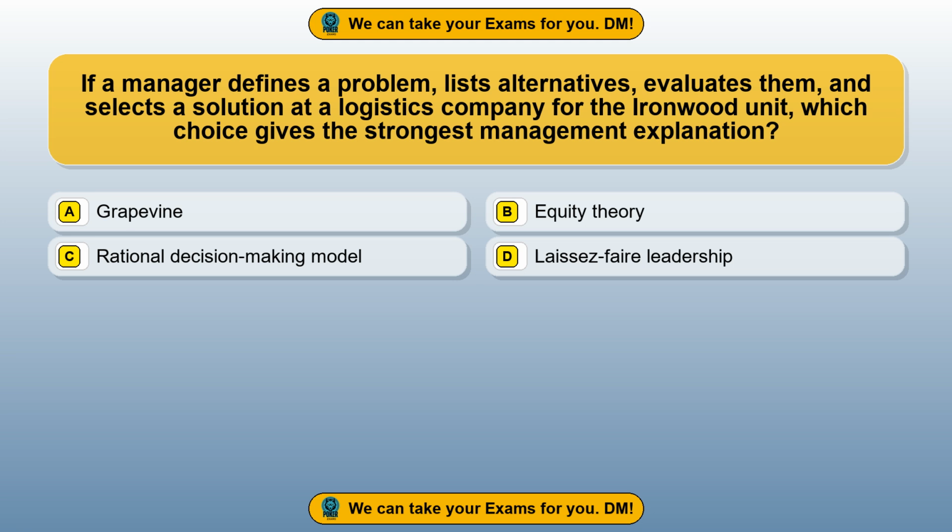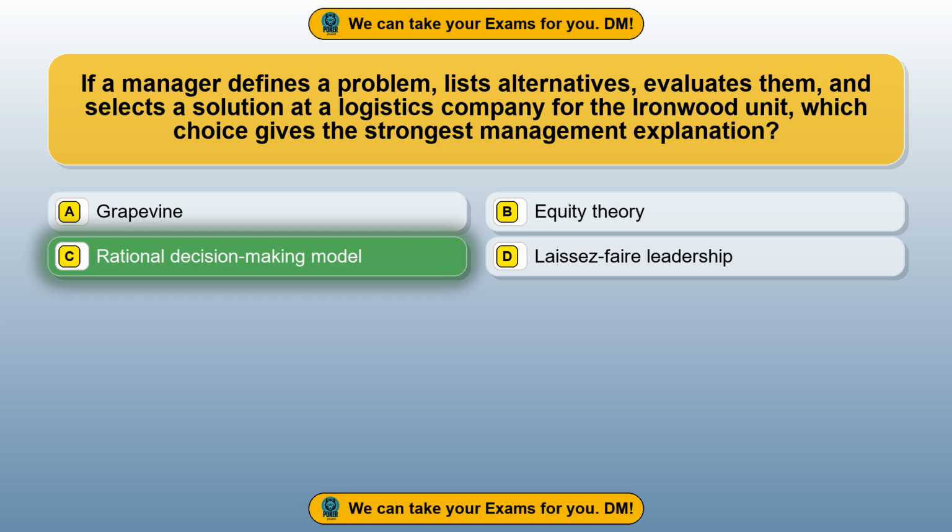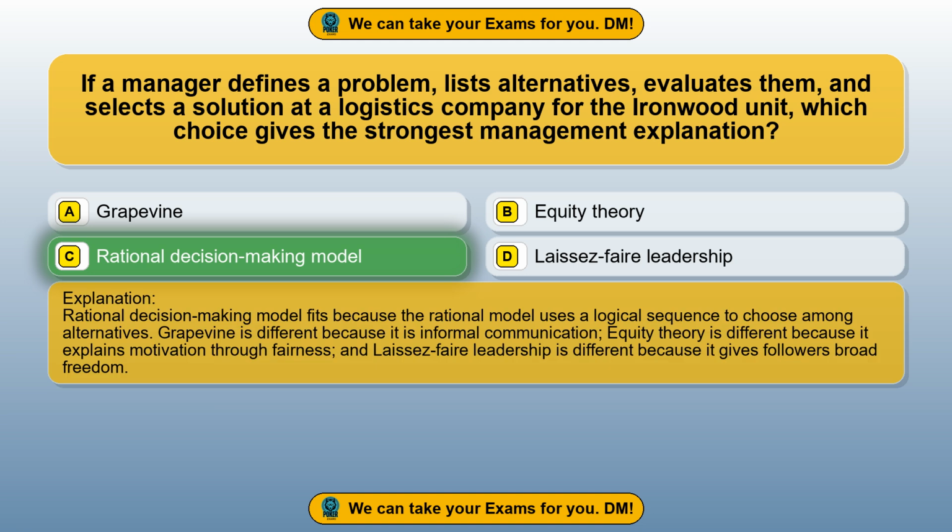Option A, grapevine. Option B, equity theory. Option C, rational decision-making model. Option D, laissez-faire leadership. The correct answer is option C, rational decision-making model. Rational decision-making model fits because the rational model uses a logical sequence to choose among alternatives. Grapevine is different because it is informal communication, equity theory is different because it explains motivation through fairness, and laissez-faire leadership is different because it gives followers broad freedom.